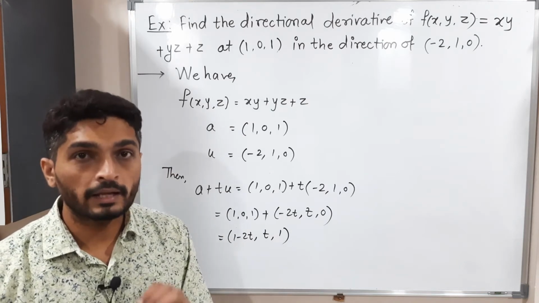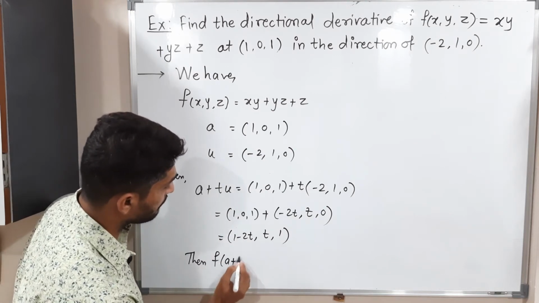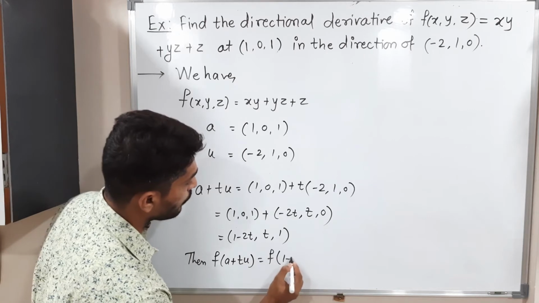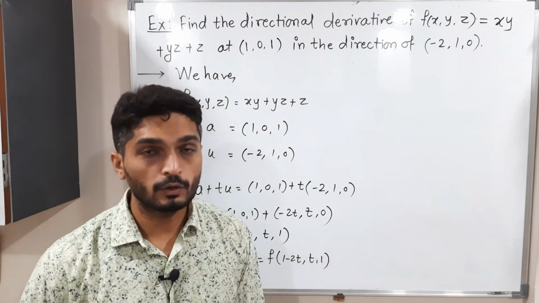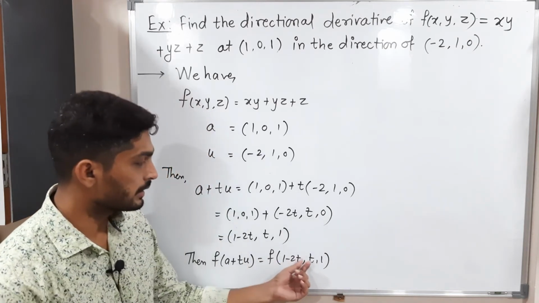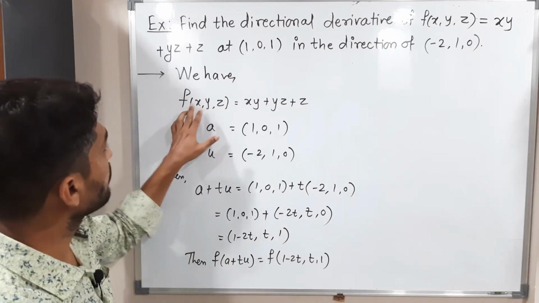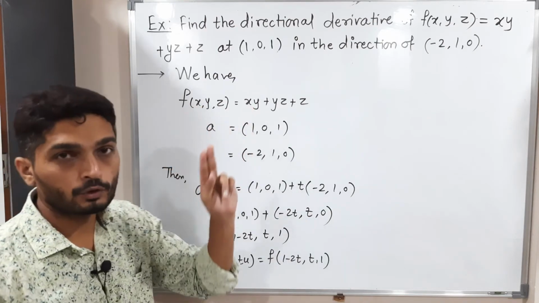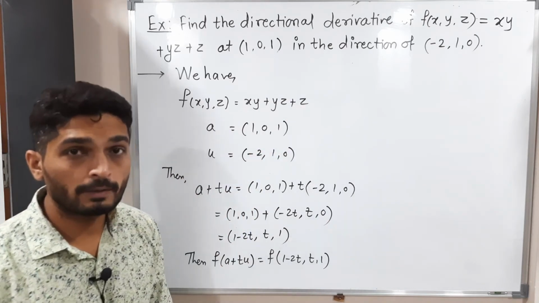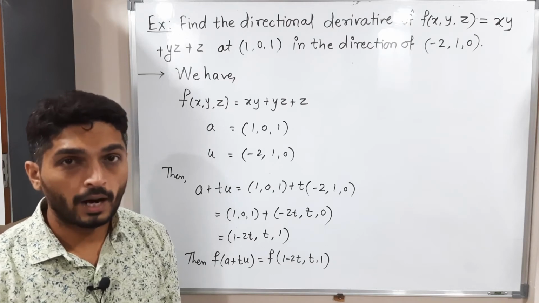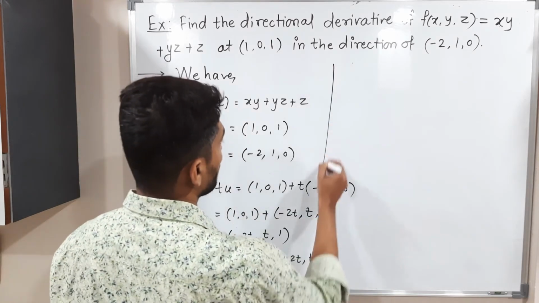After that, we apply the function on that. Let us find f of a plus tu, which is f of 1 minus 2t, t, 1. In this case the problem is a little bit complicated. We apply the definition: we take the product of the first two components, then the product of the last two components, and then add the last component. So our x is 1 minus 2t, our y is t, and our z is 1.